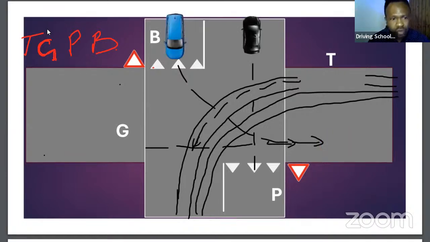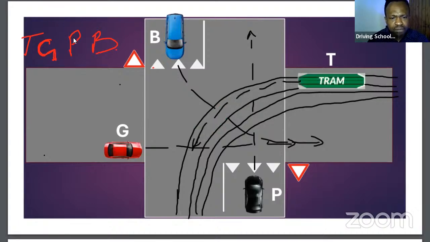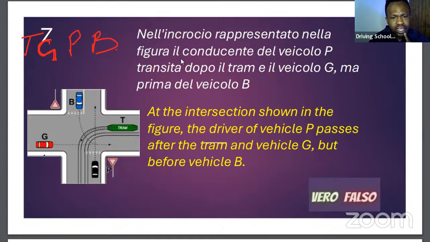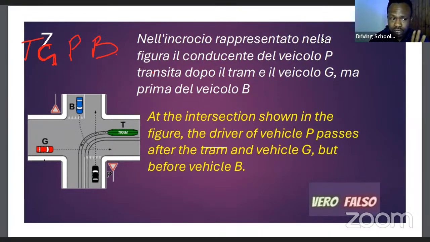Now, let's look into the question. The question says, nell'incrocio rappresentato nella figura, il conducente del veicolo P, that is to say the driver of vehicle P, transita dopo il tram. So the tram is definitely going to leave before. So we are going to write T. Transita dopo il tram e il veicolo G. That is to say, the tram and vehicle G will pass before. Okay, ma prima del veicolo B, that is to say, vehicle P will pass before vehicle B. So it's going to be T, G, P, B.